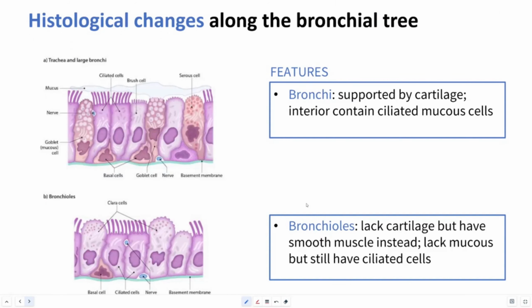Here are the features. Bronchi are supported by cartilage and contain interior ciliated mucosa cells. The bronchioles lack cartilage, but they have tons of smooth muscle instead, and they lack the mucosa but still have some ciliated cells. Just remember, the bronchioles are smaller in diameter than the bronchi and have no cartilage, but they have a thicker layer of smooth muscle.